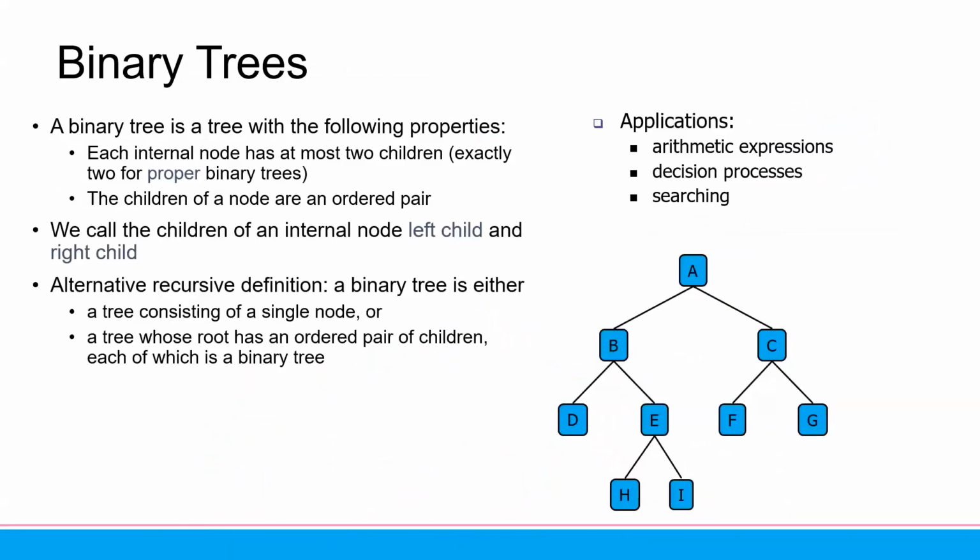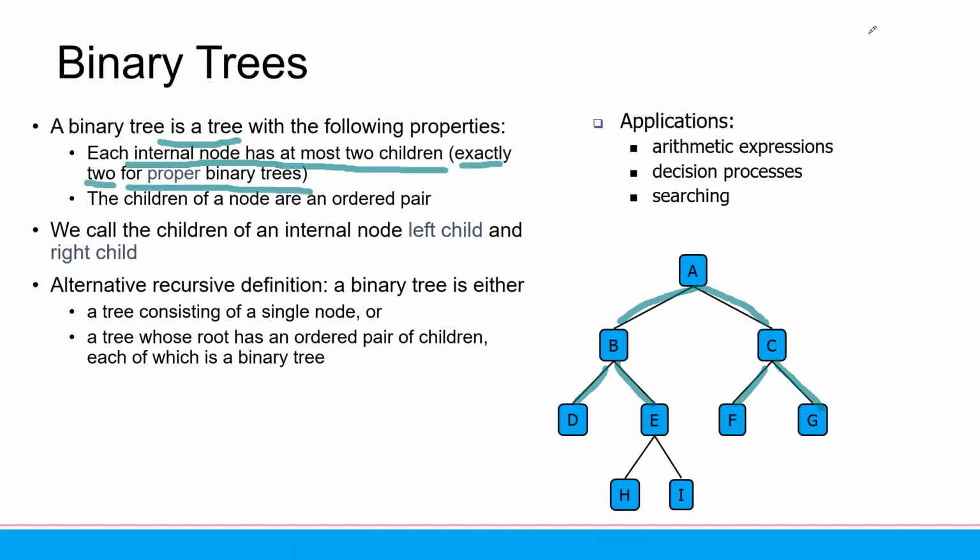And when we do with the binary trees, it means we have the tree and the internal node has at most 2 children. 1, 2. And then 1, 2. Exactly 2 for proper binary trees. So if we have exactly 2, this is the proper binary trees.